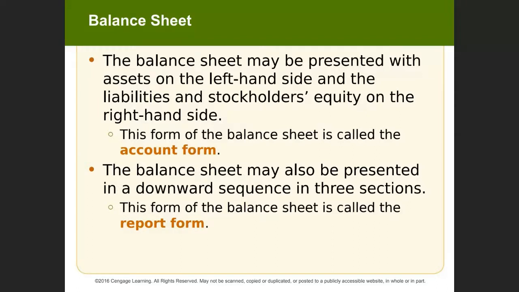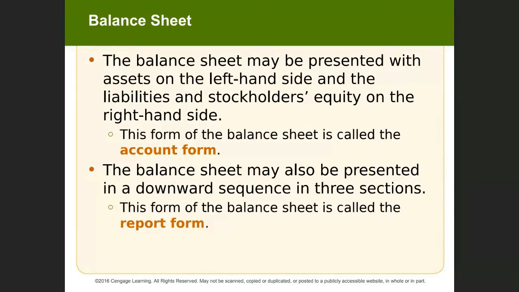So the balance sheet may be presented with assets on the left side and liabilities and stockholders' equity on the right-hand side. The balance sheet is very similar to our accounting equation, right? Assets equal liabilities plus equity. The balance sheet is set up the exact same way, where all of our assets are on the left and our liabilities and equity are on the right. And this form of the balance sheet is called the account form.